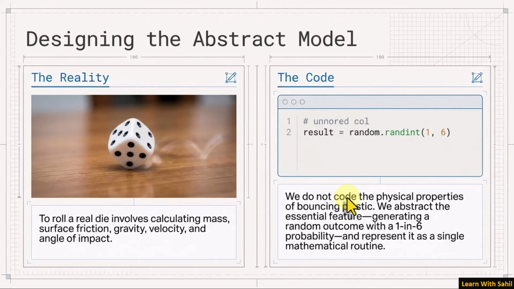Then another example, designing the abstract model. In reality, rolling a dice involves calculating mass, surface friction, gravity, velocity, and angle of impact. They are all important, but when we code that, we do not code the physical properties of bouncing plastic. We abstract the essential features, which is simply generating a random outcome from 1 up to 6, with a 1 in 6 probability, and represent it as a single mathematical routine. That is another example of abstraction.